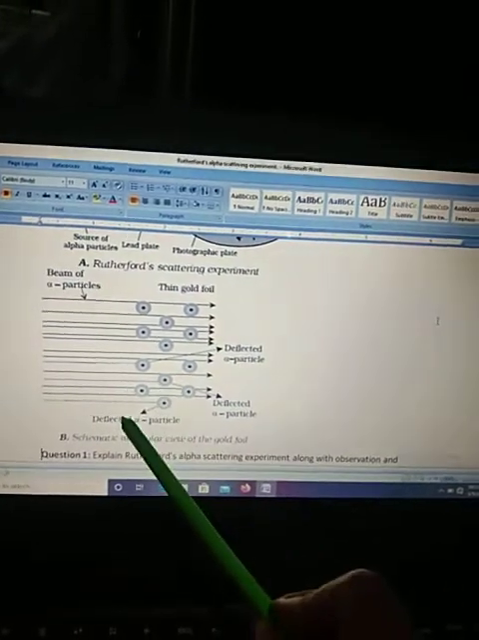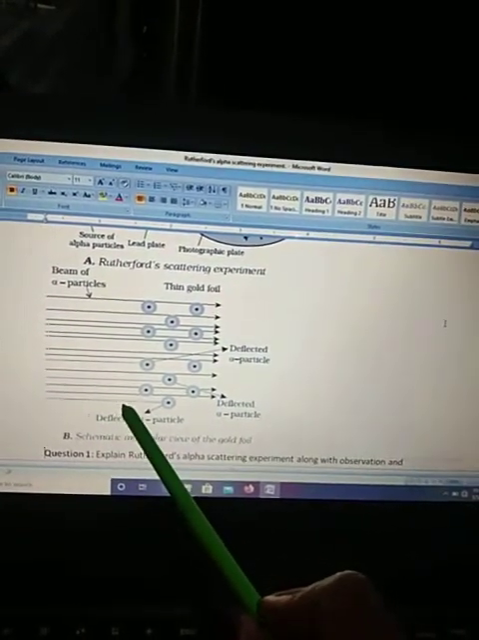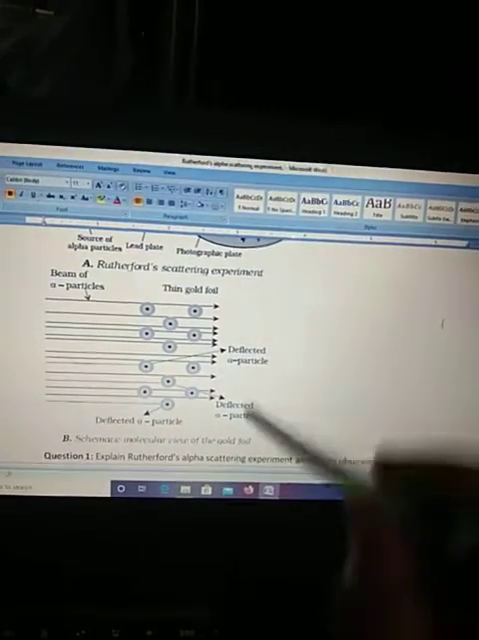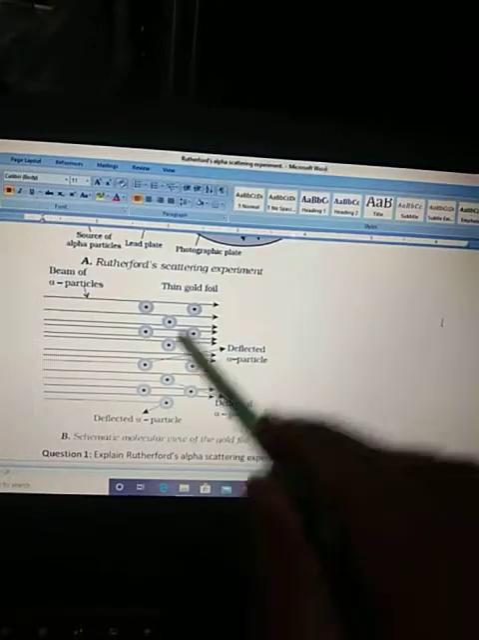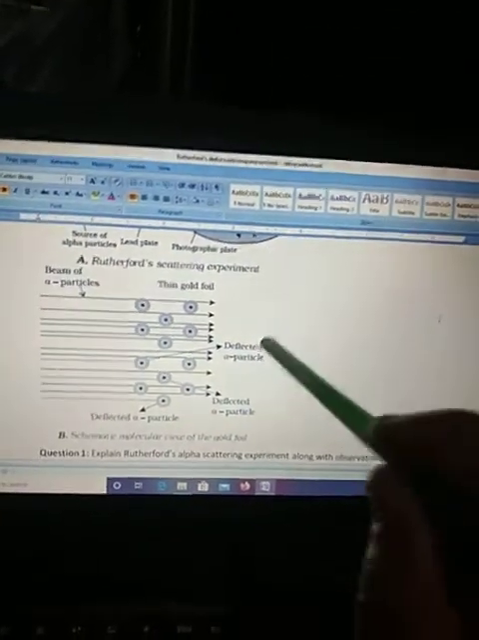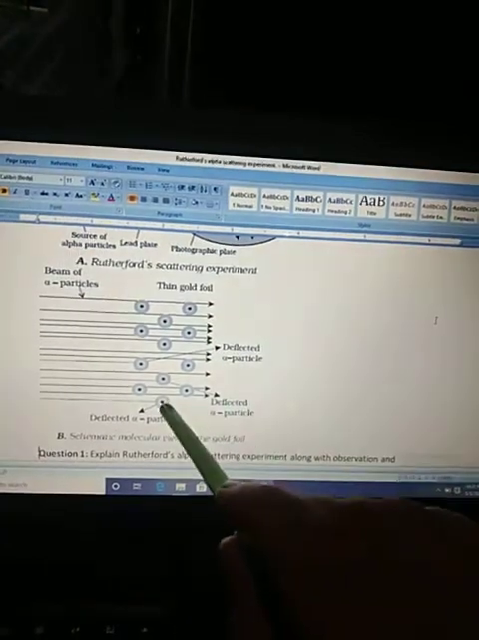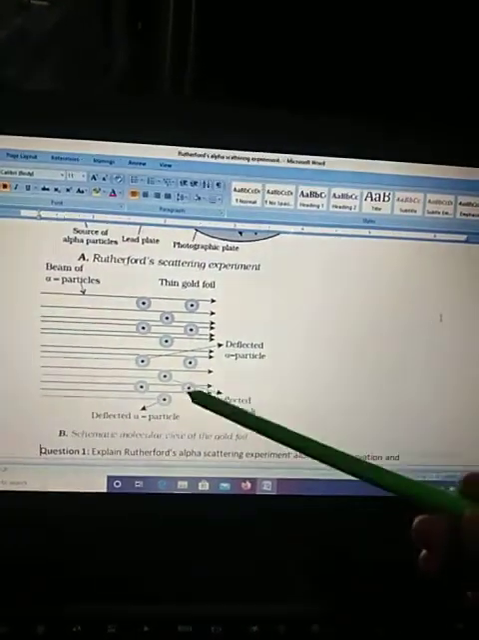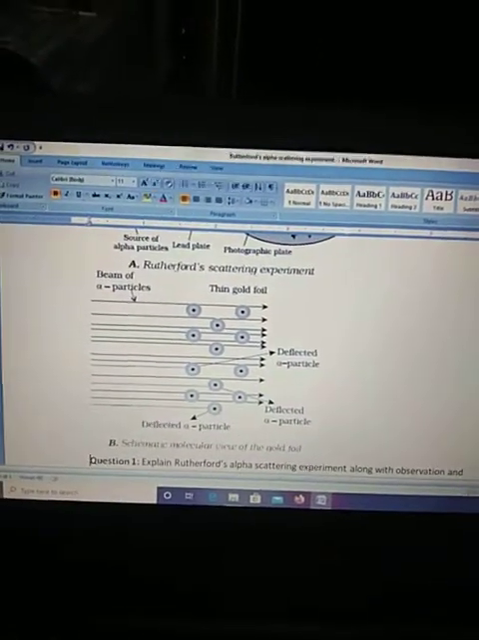And very few are deflected back. That means that the alpha particle has hit the nucleus directly. Since the alpha particle is positive and the nucleus is also positive, they are completely reflected back. So this is the conclusion made by Rutherford in his experiment.